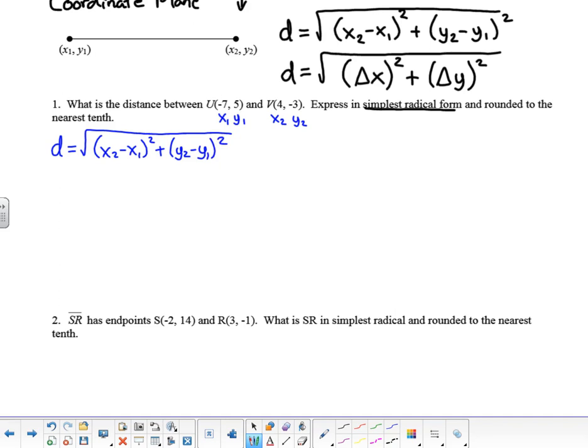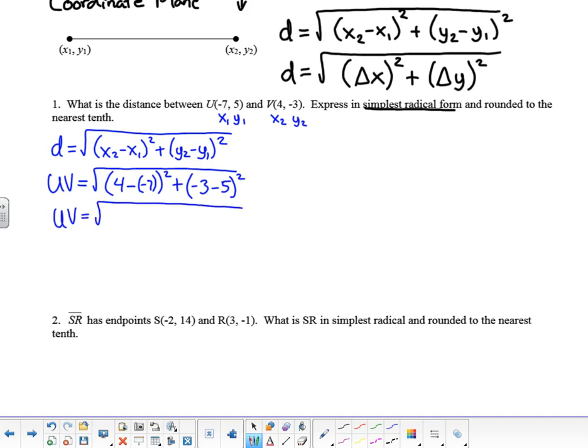And we have to be a little careful with substituting. We can get trouble with our signs. So UV now is going to equal the square root of x sub 2, which is 4 minus negative 7, quantity squared. Notice I put that second negative in parentheses. Plus y2, which is negative 3 minus 5, quantity squared. As you see, there's a potential here for some sign errors. So 4 minus negative 7 is really 4 plus 7, so that's going to be 11 squared. Negative 3 minus 5 would be negative 8 squared.